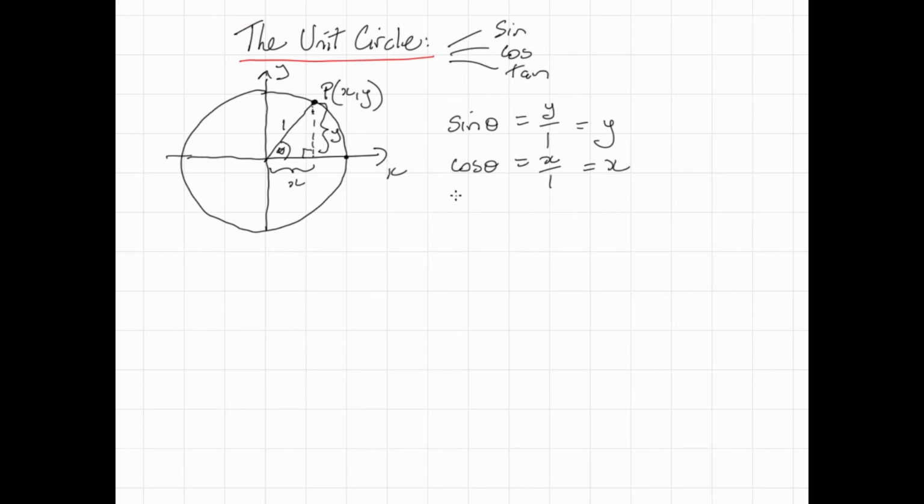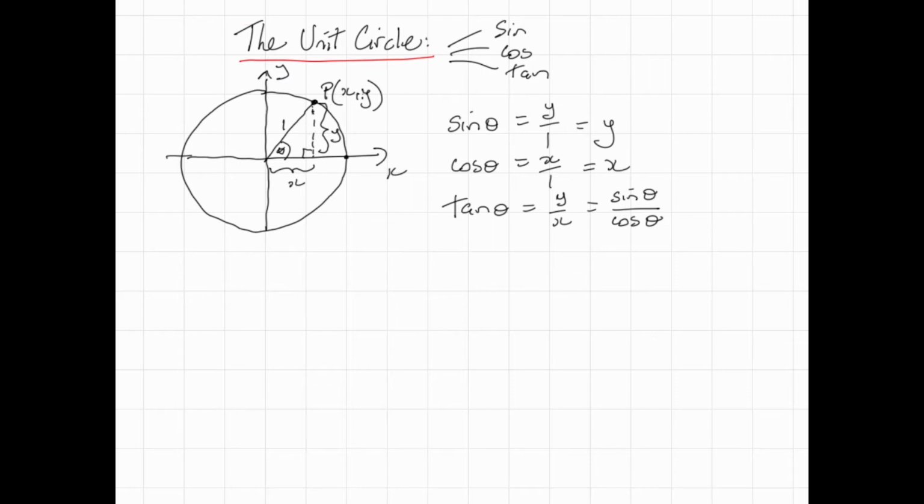And the tan of theta is opposite over adjacent, so it'll be y over x. Now, we've already set up here that y is equal to sine theta, and we've said that x is equal to cos theta. So tan of theta is equal to the sine of theta divided by the cos of theta.